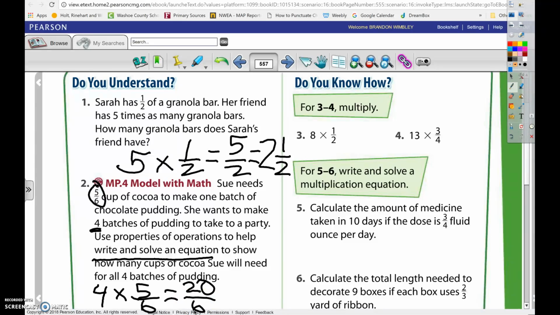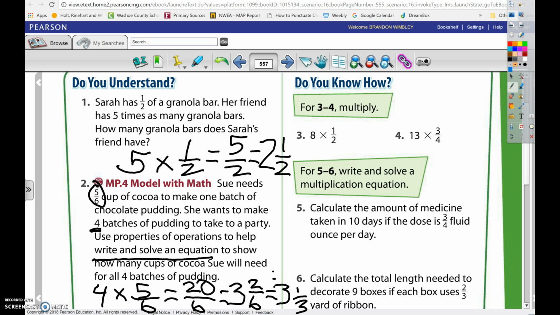And here I see I can pull 3 groups out because it would be 6, 12, 18. So I have 3 wholes, so 3 whole cups, and then 20 minus 18 is 2, so 2/6. So I would need 3 cups and 2/6, and I see I can divide 2 and 6 by 2, so I can actually reduce it and simplify it to 3 1/3. So I would need 3 1/3 cups. All right, let's go on to number 3.